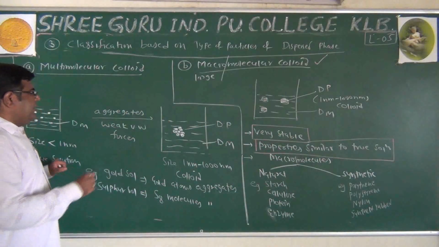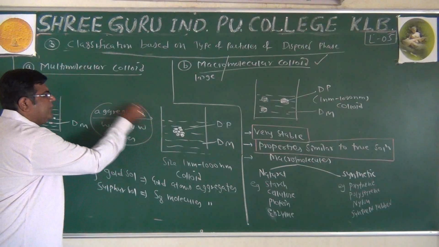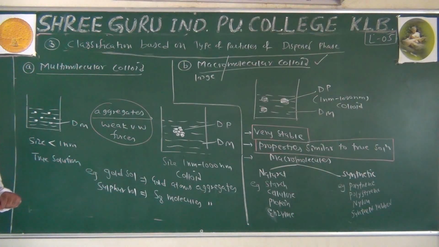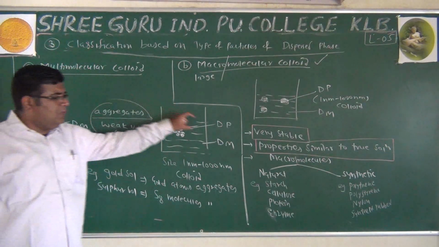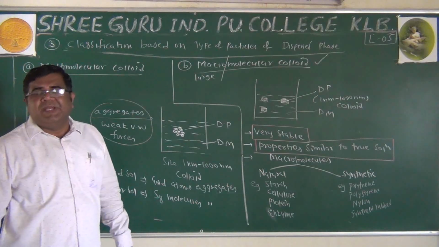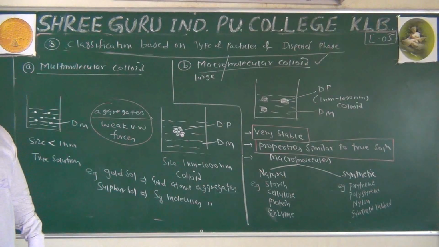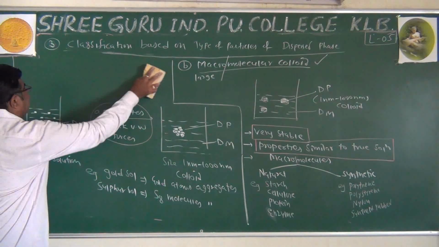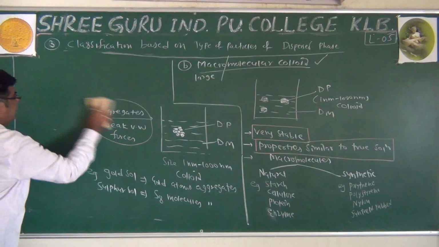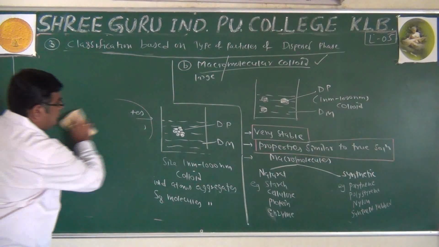This is the keyword there. The keyword is that aggregates are formed due to weak van der Waals forces. And the examples, gold sol, sulfur sol, are multimolecular. And macromolecular is, it can be natural or it can be synthetic. So these are the first two types of colloid, multimolecular colloid and macromolecular colloid.